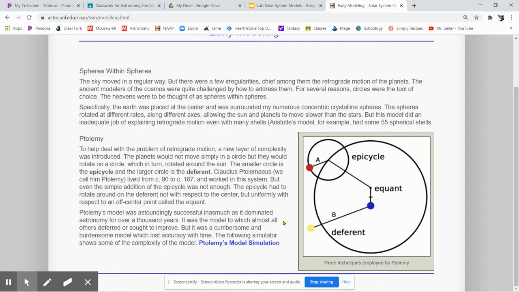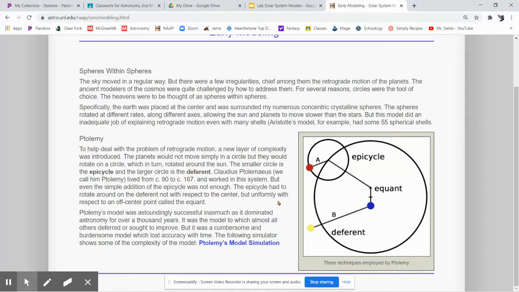For several reasons, circles were the tool of choice. The heavens were to be thought of as spheres within spheres. Specifically, the Earth was placed at the center and was surrounded by numerous concentric crystalline spheres. The spheres rotated at different rates along different axes, allowing the sun and the planets to move slower than the stars. But this model did an inadequate job of explaining retrograde motion, even with many shells. Aristotle's model, for example, had some 55 crystal spheres. Ptolemy.